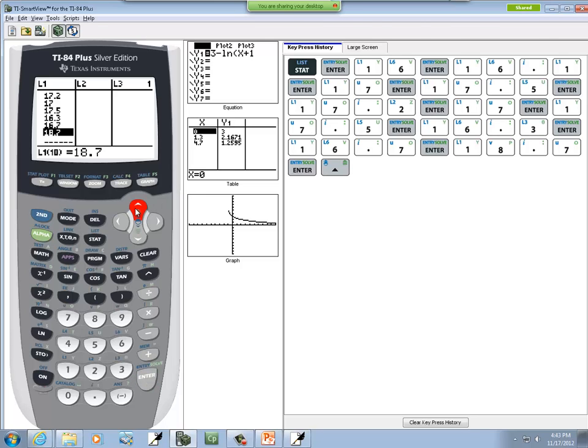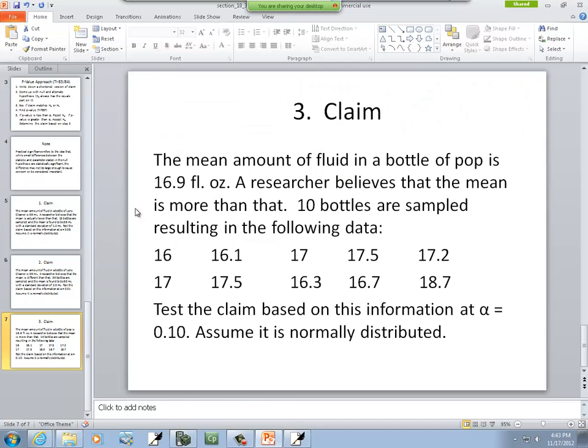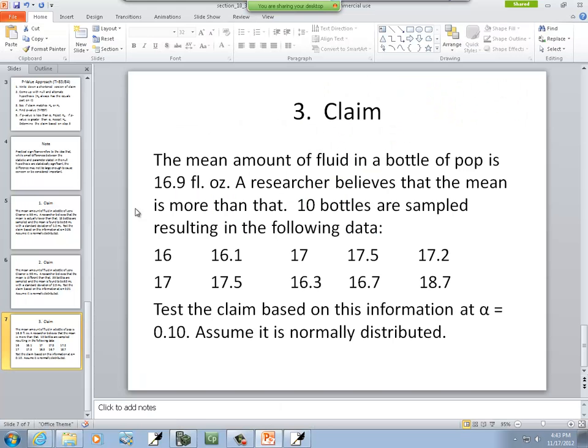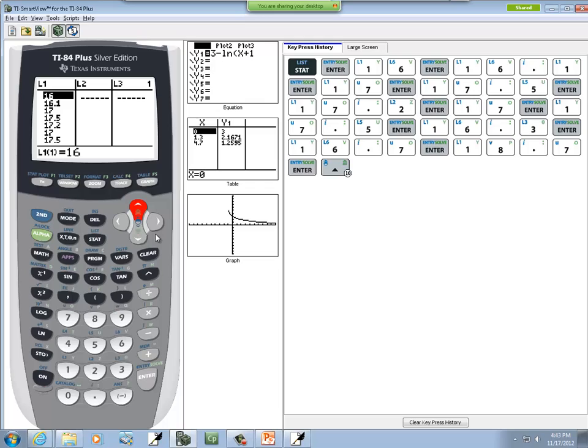Okay, let me double check everything. 18.7, 16.7, 16.3, 17.5, 17, 17.2, 17.5, 17, 16.1, and 16. Now I wanted to show that just in case you're not really comfortable with entering data. These same problems I'm working with the classical approach with the calculator, p-value approach with the calculator, classical approach by hand, and p-value approach by hand. That's why you see these in there already.